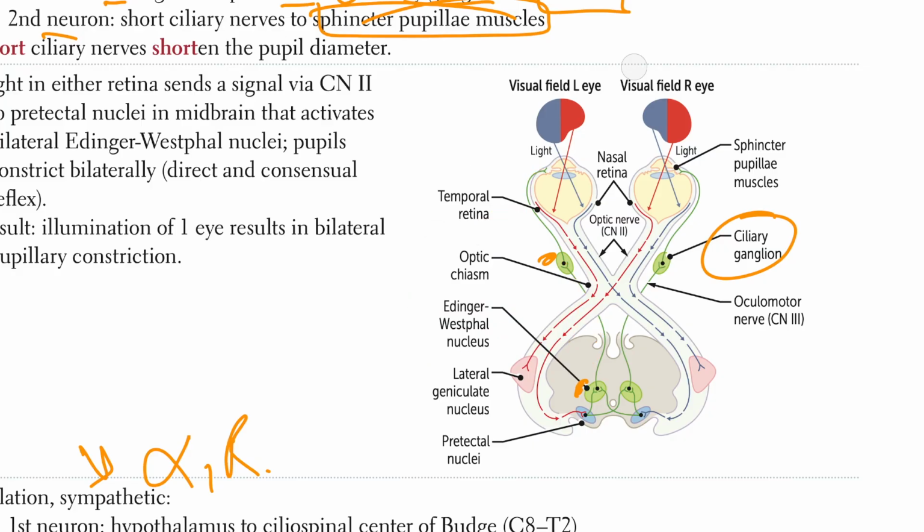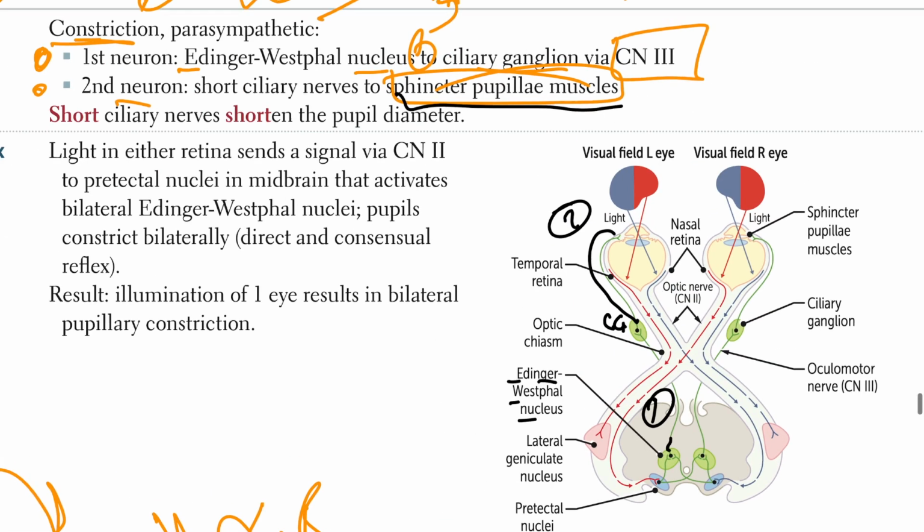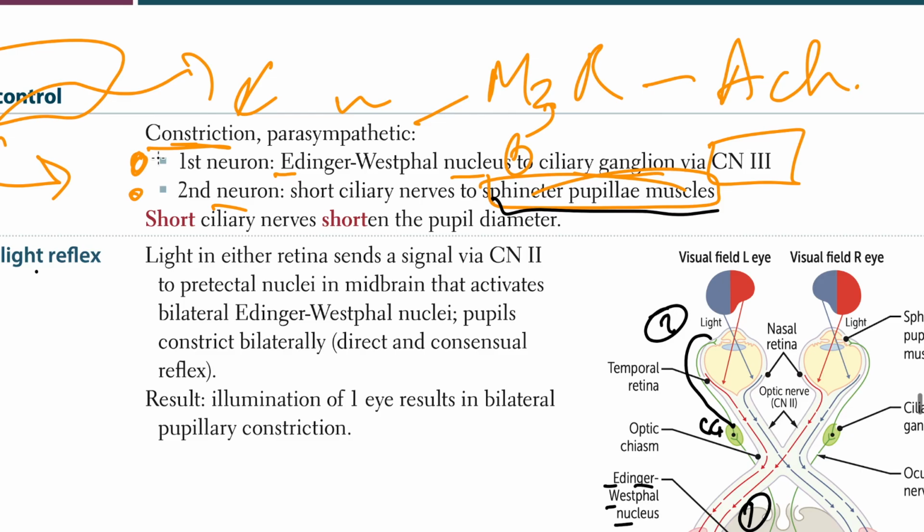Let's take a look one more time. This is the first order, from the Edinger-Westphal nucleus all the way to the ciliary ganglion. That's all first order. And from here all the way towards the sphincter pupillary muscle, the second order neuron. So we have a first order neuron and a second order neuron.